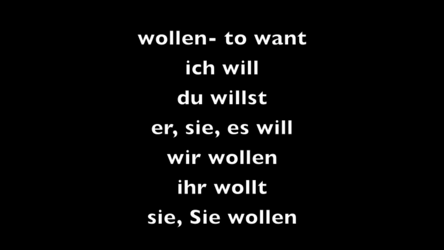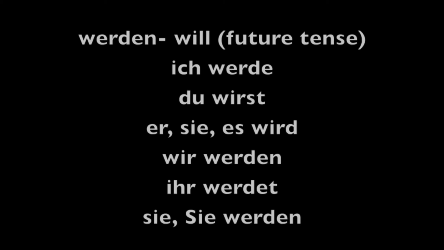Wollen, which is want. Ich will, du willst, sie es will, wir wollen, ihr wollt, sie wollen. And werden, which is technically not a modal auxiliary, but it acts like one, and is also irregularly conjugated. Ich werde, du wirst, sie es wird, wir werden, ihr werdet, sie werden.